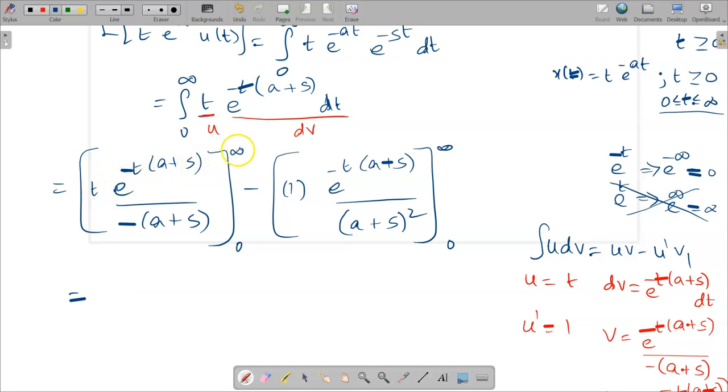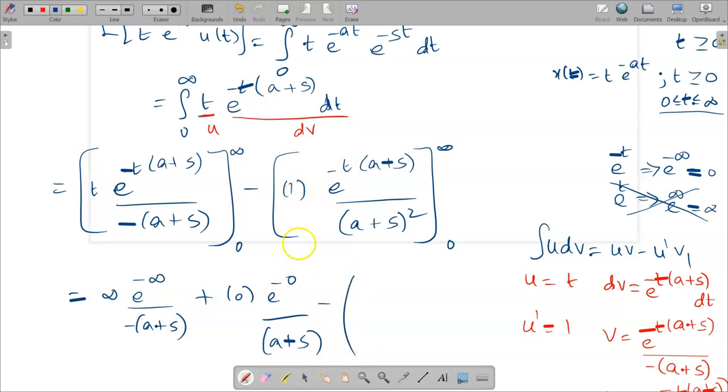Wherever you have t, just substitute your upper limit. So here it is infinite, e power minus infinite, minus of a plus s, like this. And then substitute your lower limit. While substituting your lower limit, minus into minus will become plus. Again t is 0, e power minus 0 divided by a plus s. Take minus commonly outside, substitute your upper limit, e power minus infinite divided by a plus s the whole square. Why am I taking infinite as it is? Infinite into any value is infinite.